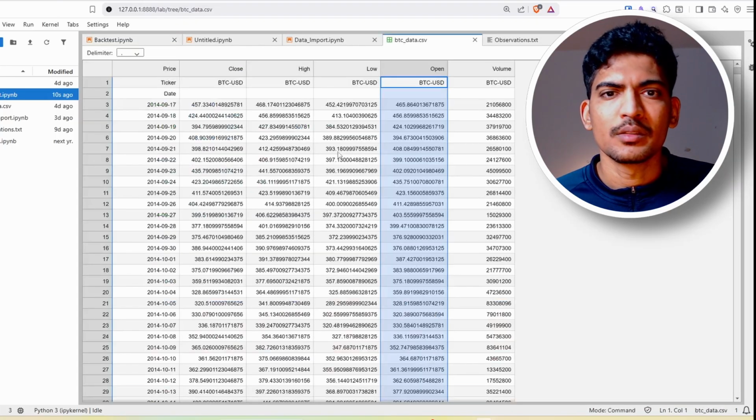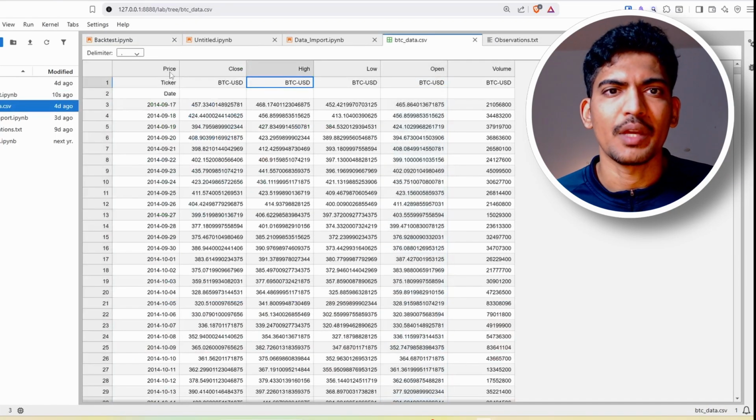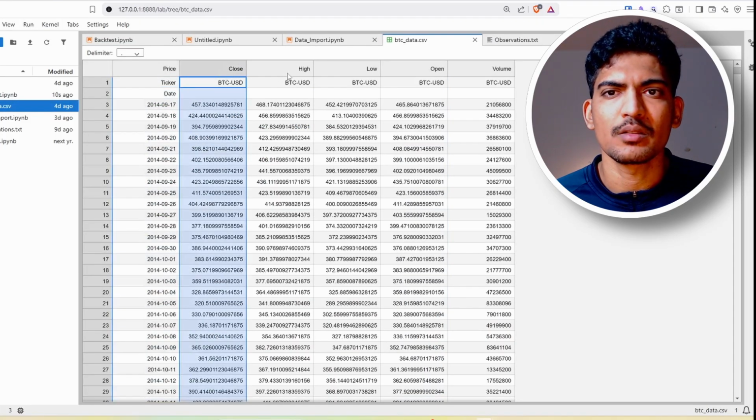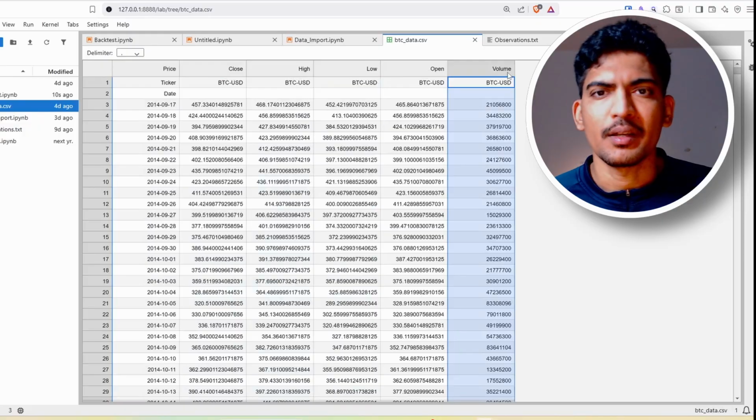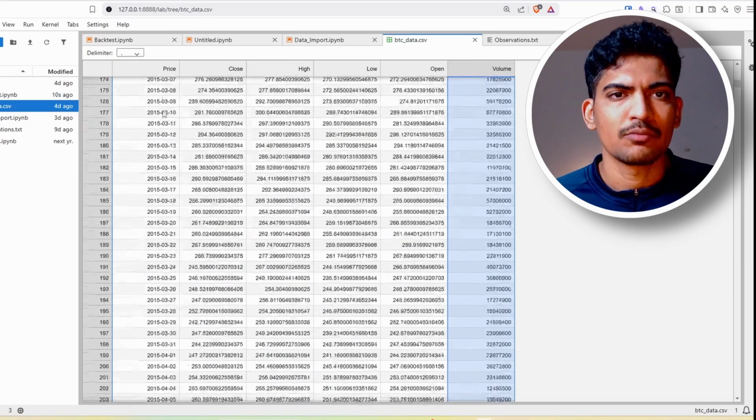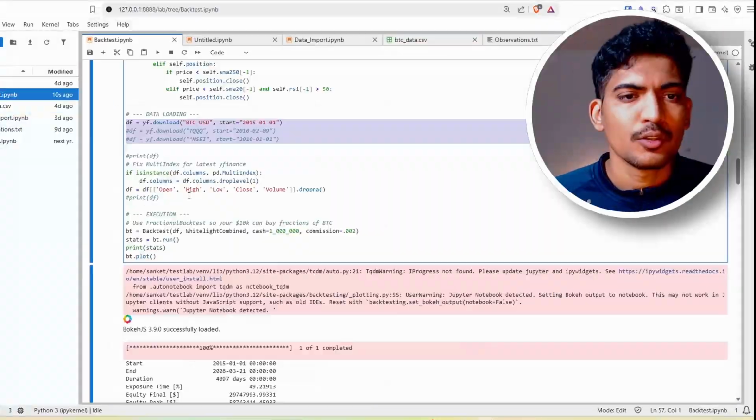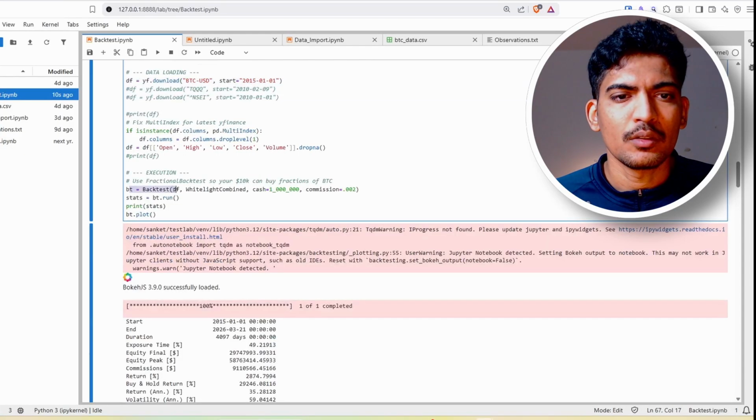And basically this is the data that we have. So we have closing prices, high price, low price, opening price, and the volume of that particular day. And we have such data for like 10 years. So this is the main backtest function.